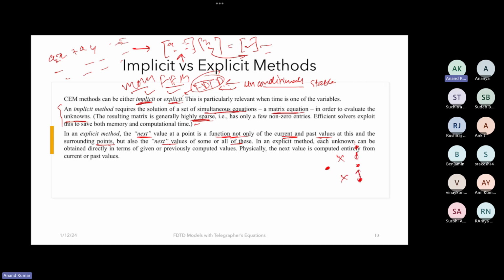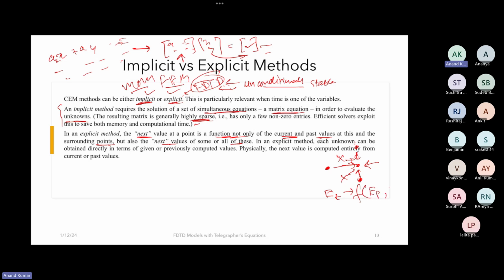If you need all of them, in this case forming a matrix will be difficult. What you can do is just write the electric field at the current time in terms of the past values of electric field and magnetic field, evaluate them as one function, and update your electric field values. So this particular scheme, where you solve them point by point, is the explicit method.